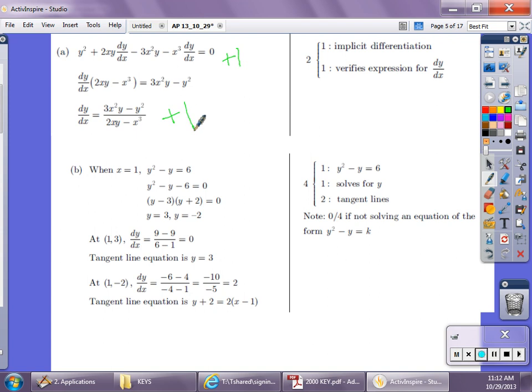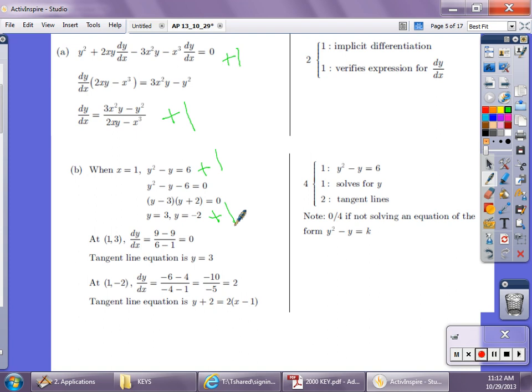Okay? Part B, the reason why they tell you what the derivative is, they don't want you to get everything else wrong, so you just have to show that you can get there. Part B, give yourself 1 point if you ended up with y squared minus y equals 6. Give yourself a point if you get y equals 3 and y equals -2. Give yourself a point for each of the tangent lines.